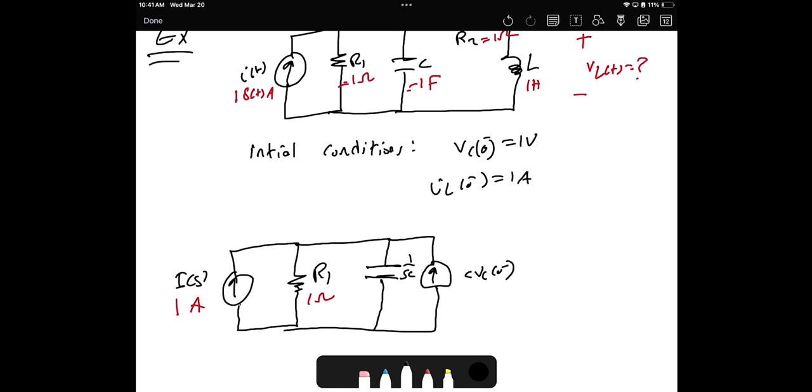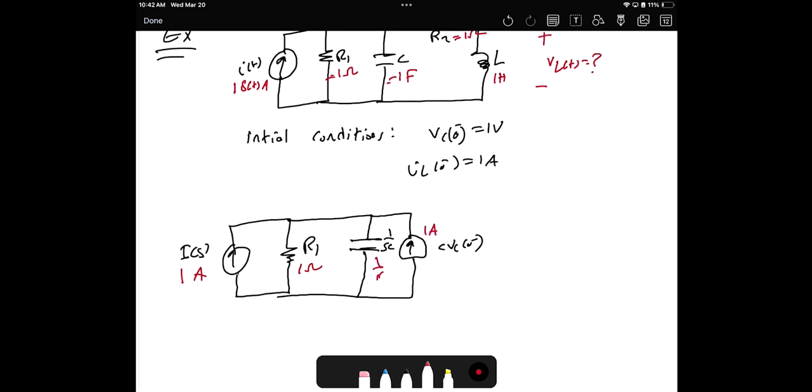Okay? Now the capacitance is C, so it will be 1 over S. Then C, VC of 0 negative, this means VC of 0 negative is 1. Then C is 1, so the answer to this one will be 1 ampere. Okay? What else? The R2 resistor will remain as is, which is 1 ohm.